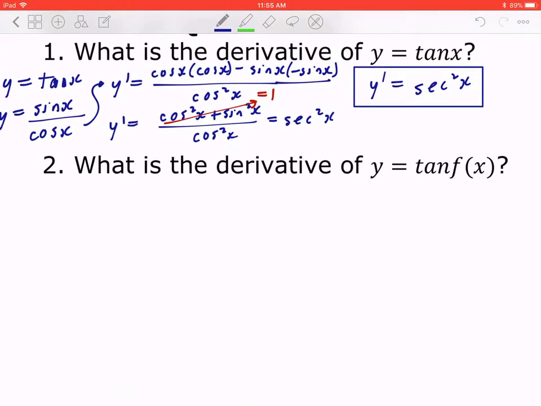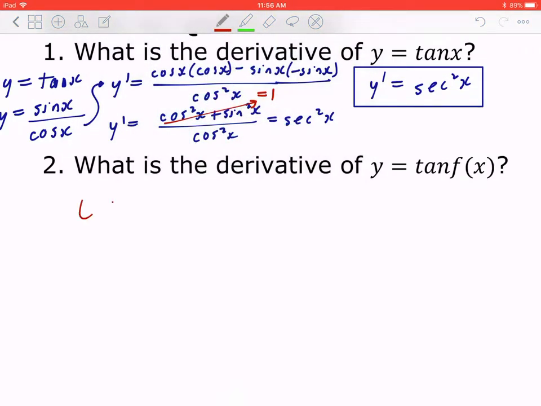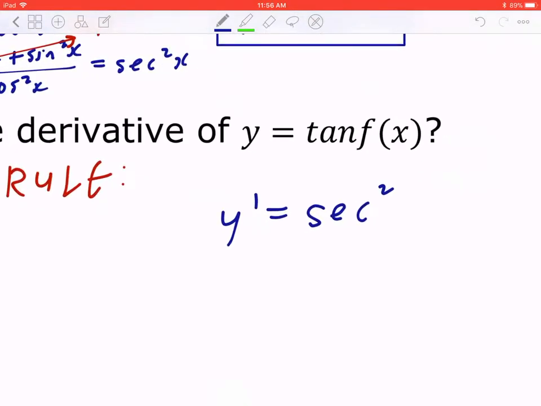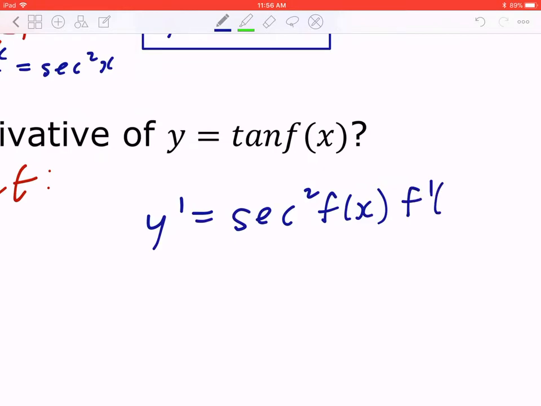Now, just like the last lesson, we're going to show you the same idea, except in the general case. So again, we're going to activate the chain rule in a moment. The moment is here. What is the derivative of y equals tan of f of x? So the only difference is y prime equals secant squared f of x times the derivative, which is f prime of x. And again, you can put brackets to separate that.